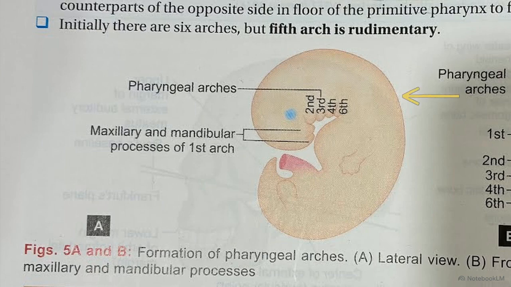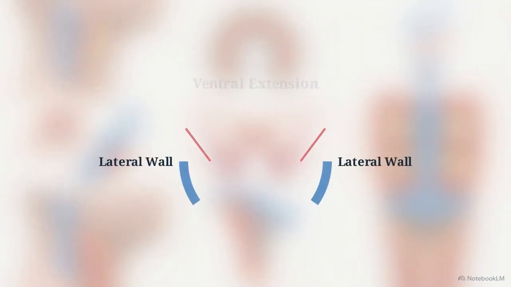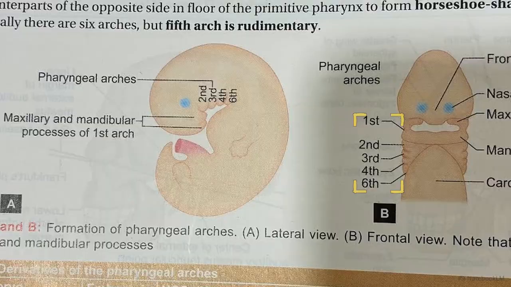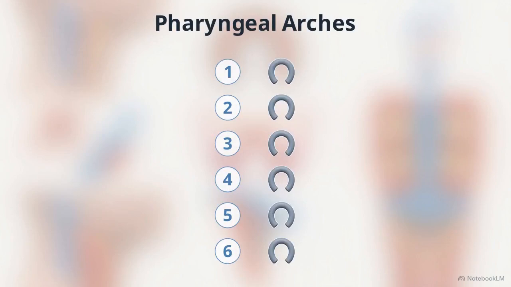They develop directly in the lateral wall of the primitive pharynx and extend ventrally, eventually fusing with their counterparts in the floor of the pharynx to form horseshoe-shaped cylindrical bars. Notice the numbering of this initial sequence. 6 arches appear during early development, but the 5th arch is completely rudimentary and rapidly disappears, leaving behind functional arches 1 through 4 and arch 6.